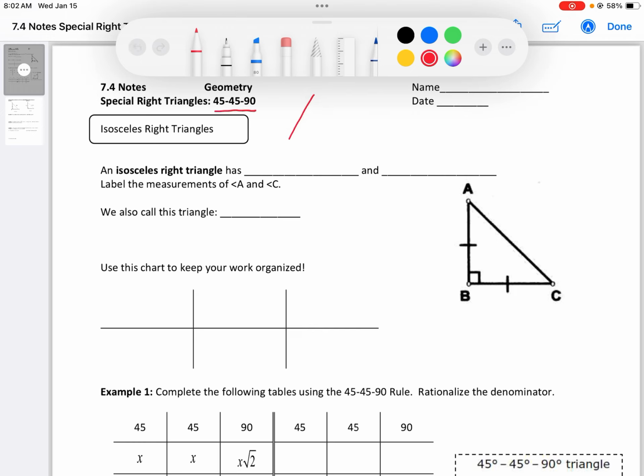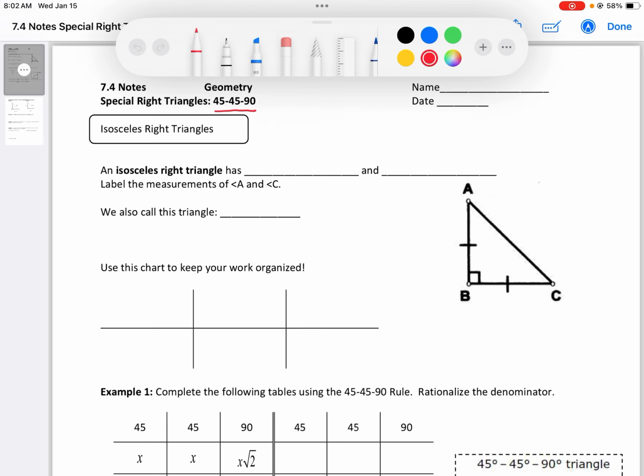So that's where you have your triangle. I know mine isn't perfect here. Let me clean it up a little bit. You have a triangle that has a 90-degree angle, and the other two are both 45 degrees. Okay, so that's what our 45-45-90 triangle looks like.